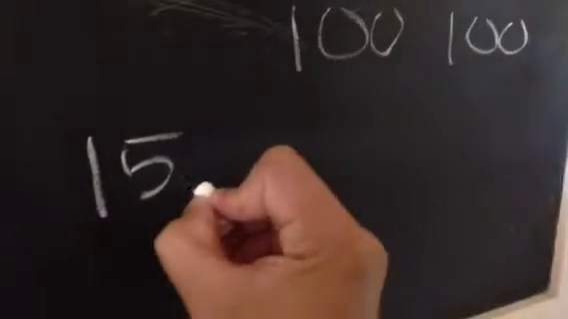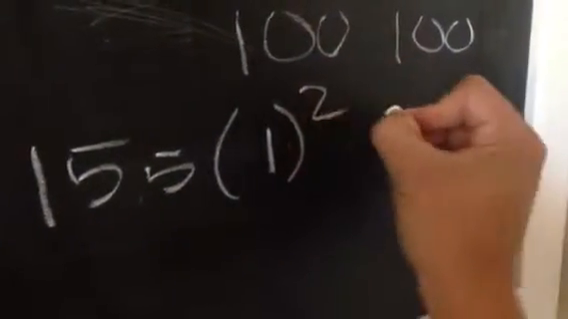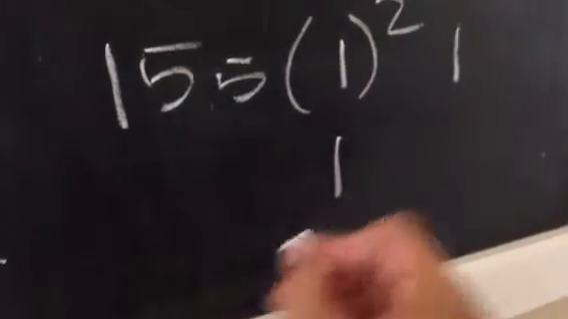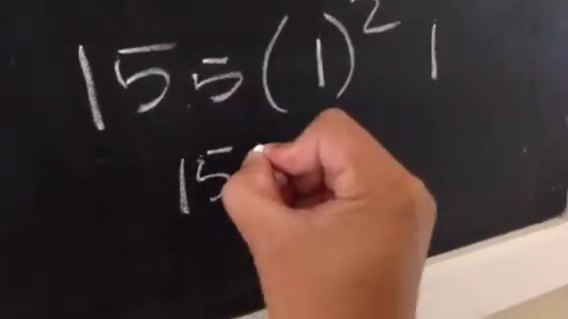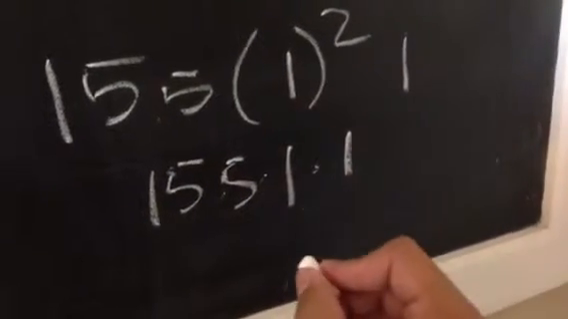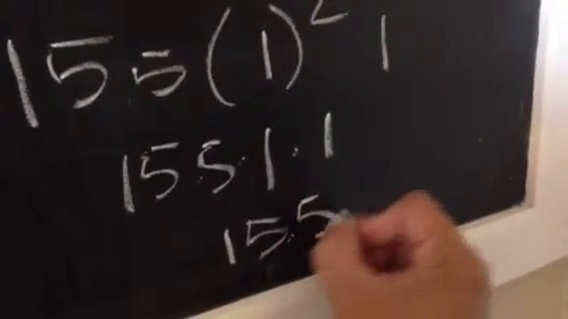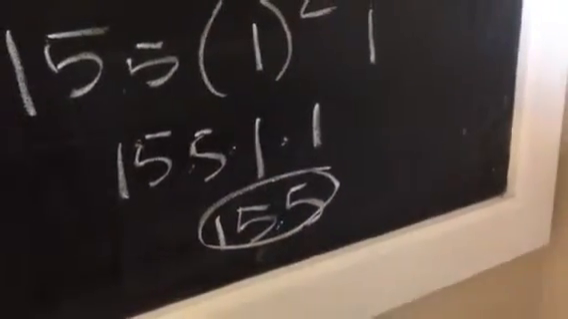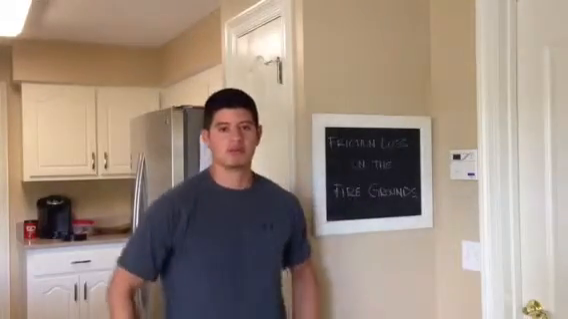Okay, now doing basic algebra, we'll bring down 15.5 times 1 squared times 1. Next, we'll multiply 15.5 times 1 times 1, which will bring us to 15.5 pounds per square inch, or PSI. It gives everybody a better understanding of friction loss.